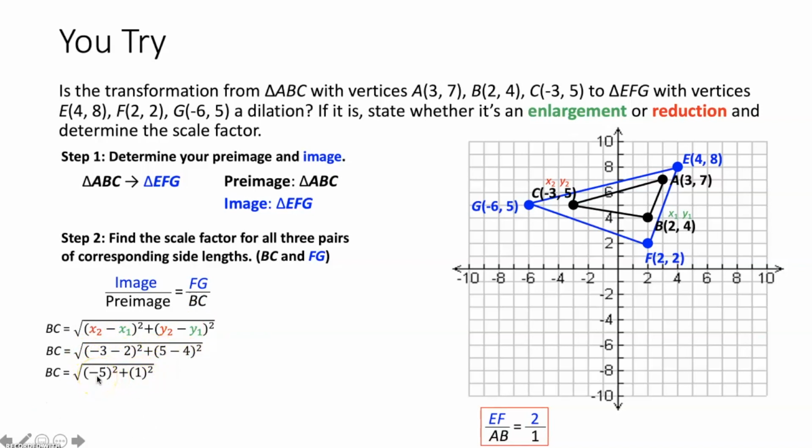-5 squared is going to be 25, plus 1 is going to be 26. Now √26 cannot be simplified, so we just leave it like that. Next, we find the measure of our corresponding image side. So that would be the measure of segment FG.